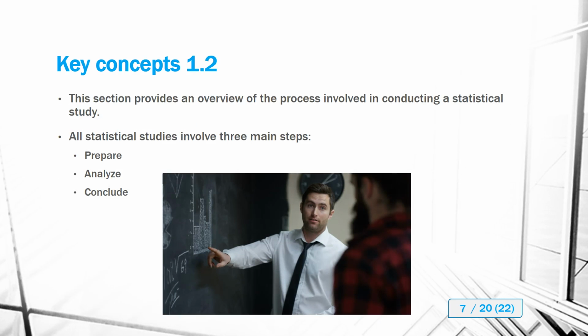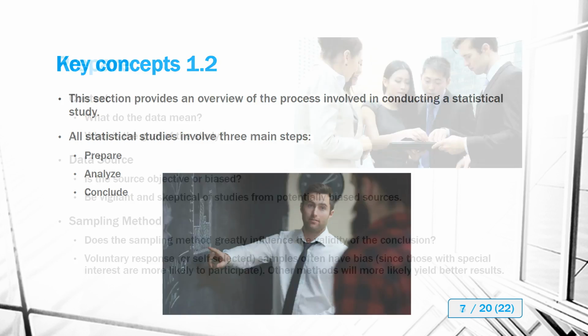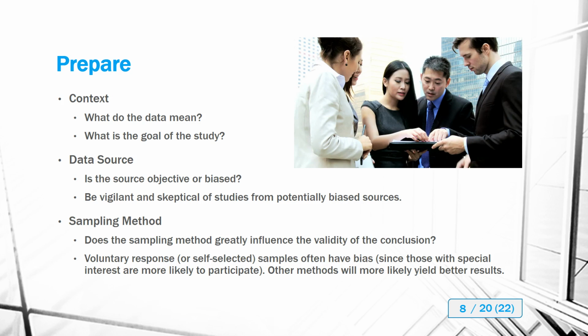So let's dive in. Key concepts from this section. We're basically going to look at an overview of the process of conducting a statistical study. And there's three main steps that we run through: prepare, analyze, and conclude. Let's look at each of these steps in turn. First, prepare.